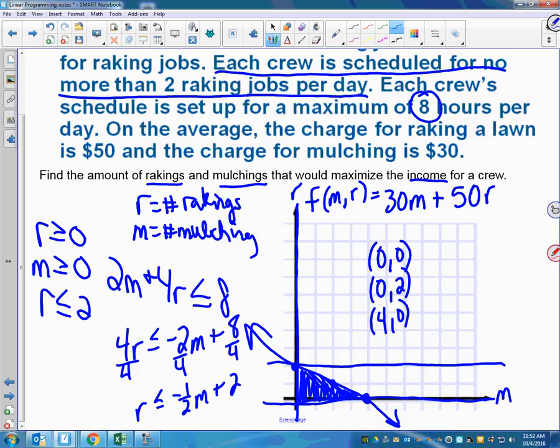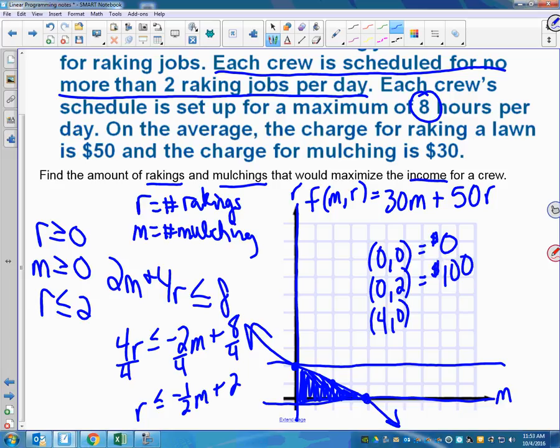Again, you don't have to show all this work when you're doing your maximum here if you don't want to. If we're trying to maximize the income, this would be our minimum. We could make no money if we had no raking jobs and no mulching jobs, but that's not really helpful. If I plugged 0 into this problem, I'm just going to get 0 as my answer. So that's definitely not the maximum value. But the maximum's going to occur at one of these intercepts here. So again, really important to pay attention which one's which, M and R. So this would be 0 mulchings, 2 rakings. So that would be $100. Is that true? 0 plus 50 times 2 would be $100.